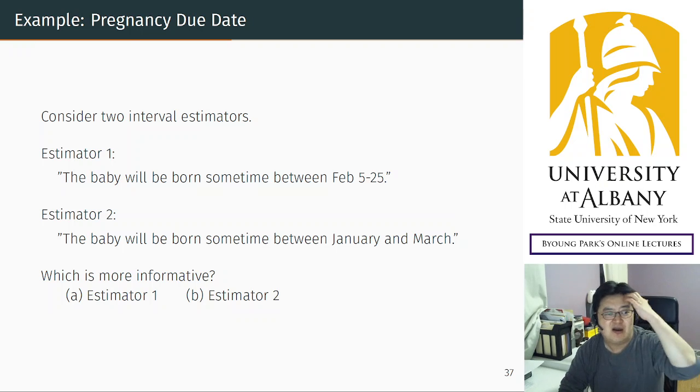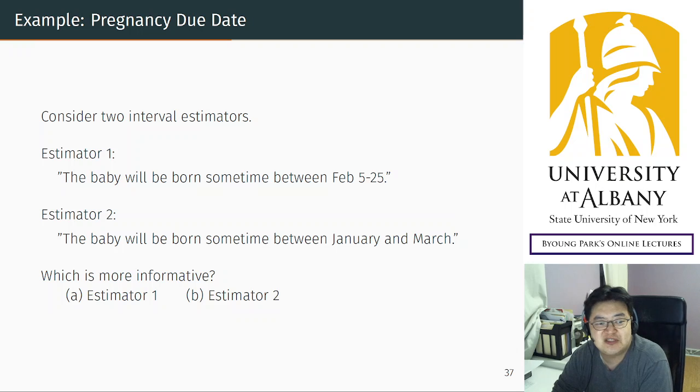So among these two, which is more informative? It's just one more question. Just guess, it is simple and easy to answer. I think estimator 1 is more informative. I don't like estimator 2 in the sense that anyone can say that. It doesn't need to be a doctor to guess the baby will be born between January and March.